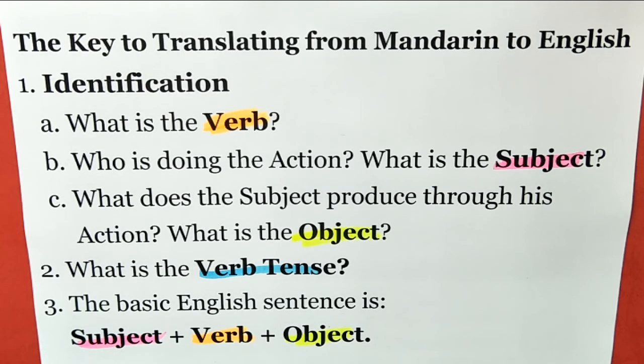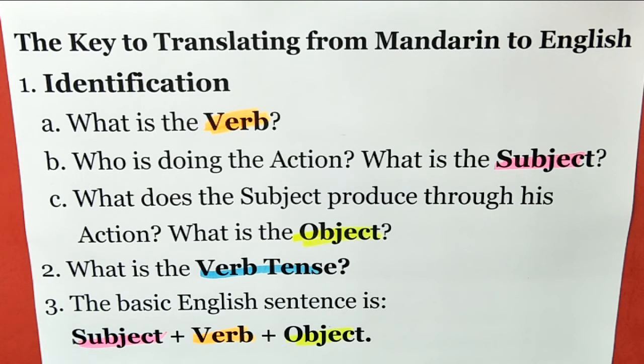Next we ask, what is the verb tense? That is very important when you understand English sentences. The verb tense tells us time. And don't forget, the basic English sentence is subject, verb, plus object.